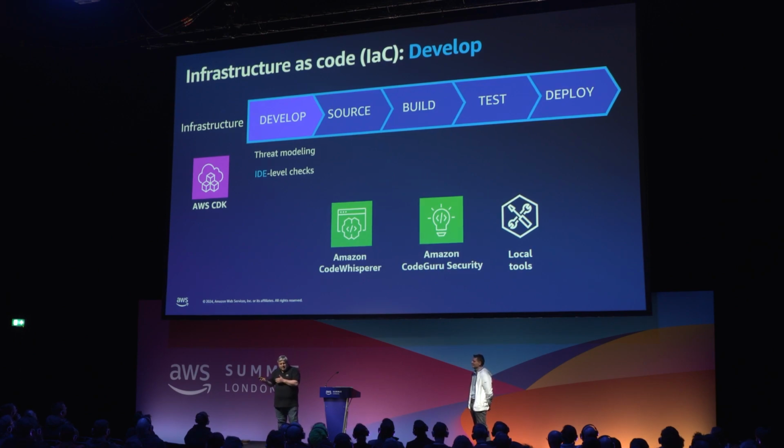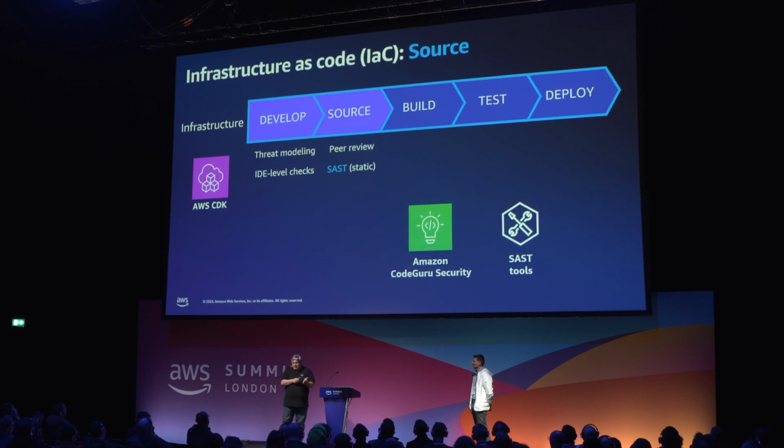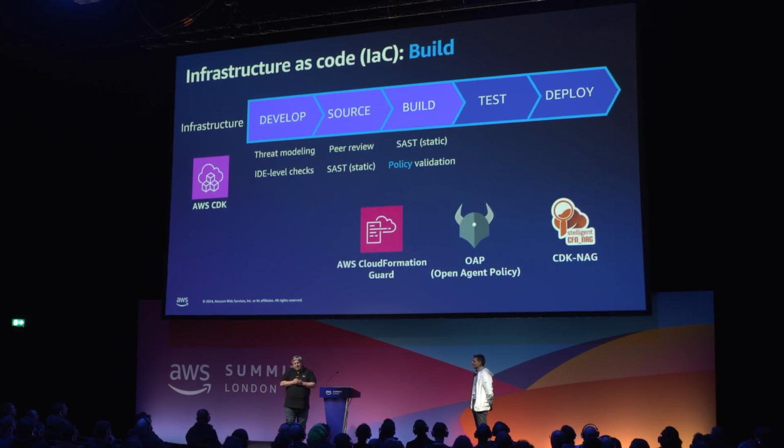But the same processes still apply. I can still use Code Whisperer and Code Guru Security and whatever local tools I like when I'm developing that code. I can still use SAST in that source control phase in the same way. Yeah? Pre-commit hook, check it with the SAST tool before it goes into the repository. Where we start to deviate a little bit is when I get into that build process.